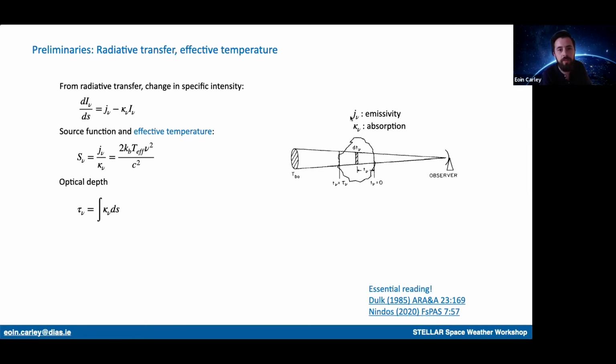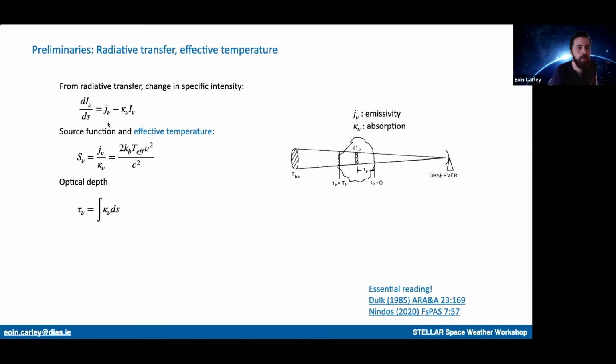That's what we call the emissivity, usually ascribed J-nu, depending on frequency. Or it can absorb or take away from the light that was originally emitted at the source, in terms of the absorption, or kappa nu, this is usually called. So J nu, the emissivity, is a positive contribution to that intensity change. Kappa nu is a negative contribution to the intensity change, hence the negative sign here.